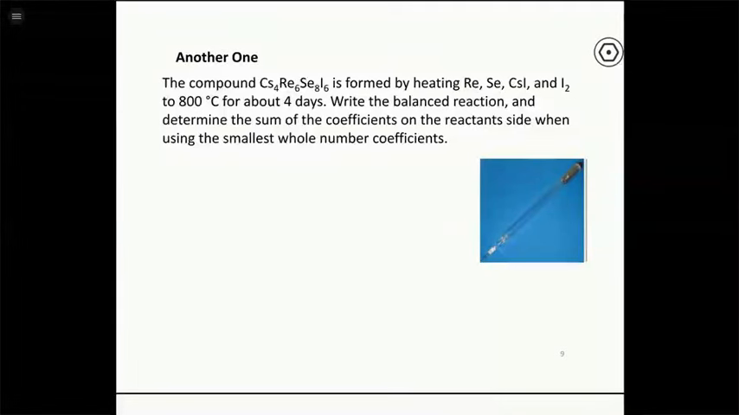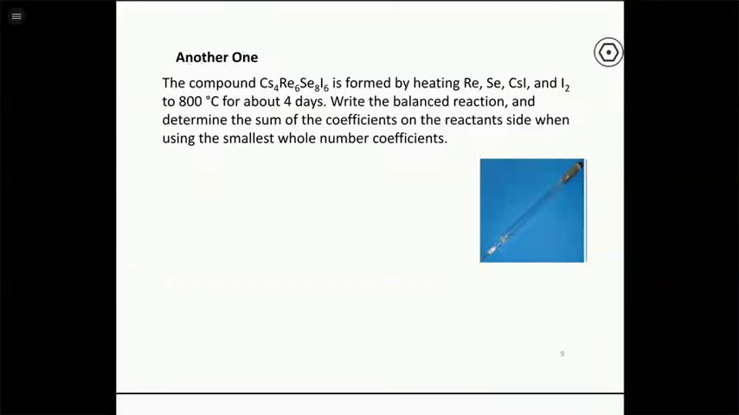And then another way that we'll often ask the questions on the tests is we'll ask you to balance the reaction and give us the sum of the coefficients on either the reactants or the product side. That's kind of how we check to see if you balanced it correctly. So that's what we're going to do here. So again, the balancing part is the same. We just have to follow directions and report the answer correctly.